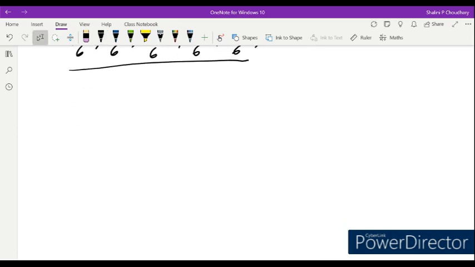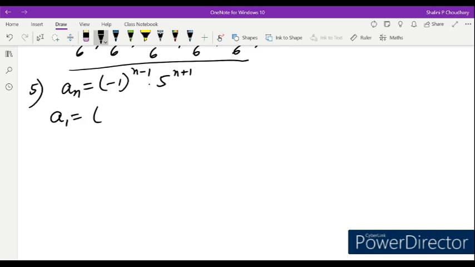Okay, now next is question number 5. The nth term is given by minus 1 to the power n minus 1 into 5 to the power n plus 1. Okay, so we have to find out a1. a1 will be equal to minus 1 to the power 1 minus 1 into 5 to the power 1 plus 1.